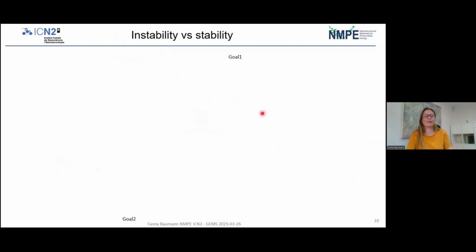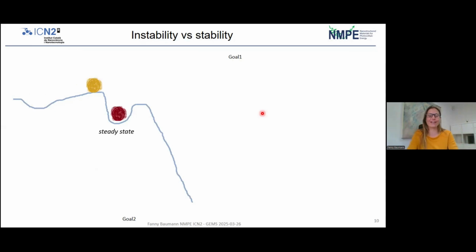I wanted to show a little bit of what goes on in my mind when I think about the perovskite life cycle. So we have here our perovskite. It is somehow in solution, goes through some processing steps, and we end up here in a steady state. And we would like it to stay there in the steady state. But unfortunately, things happen, and we end up somewhere over here.